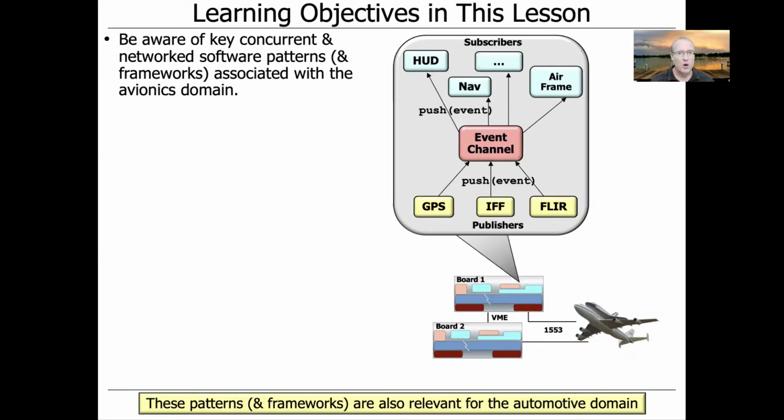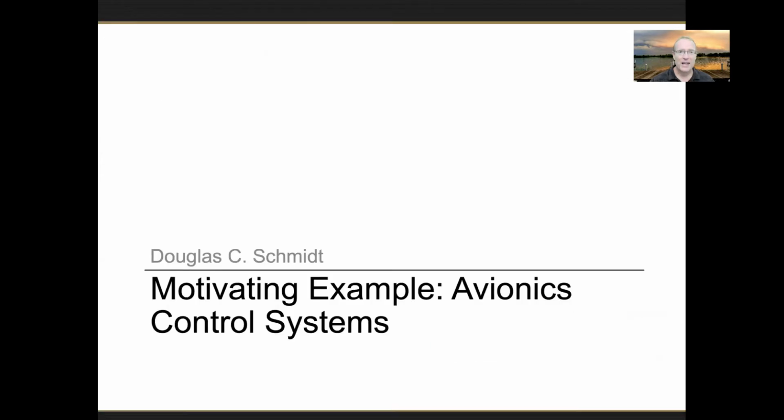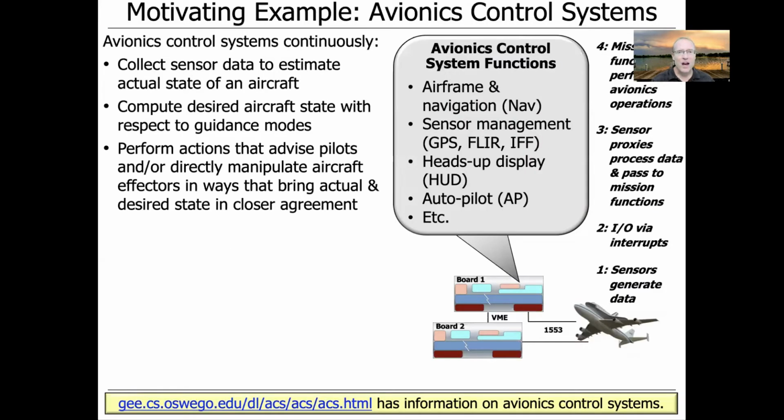We'll also note that the patterns and frameworks covered in this discussion are relevant for other interesting domains as well, such as the domain of automotive computing systems, such as driverless cars. So things we talk about here are relevant in multiple places that are characterized as being distributed, real-time, and embedded systems. So avionics control systems continuously collect sensor data about the actual state of an aircraft, its position, its altitude, its speed, the temperature, and so on and so forth.